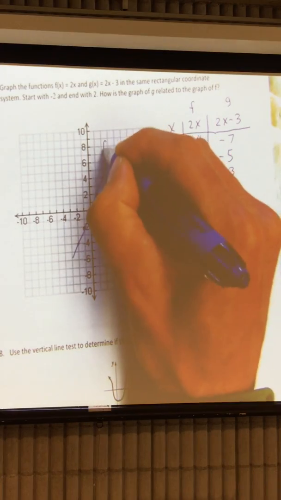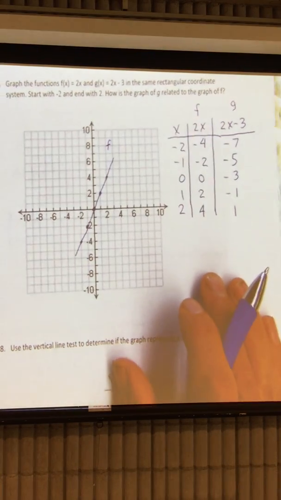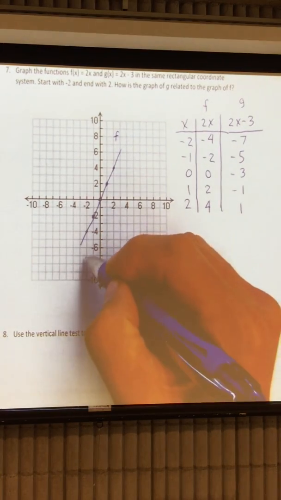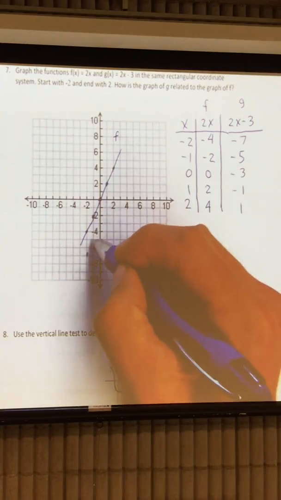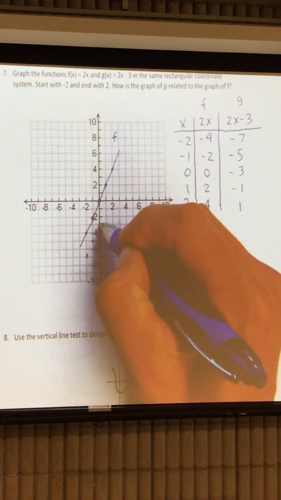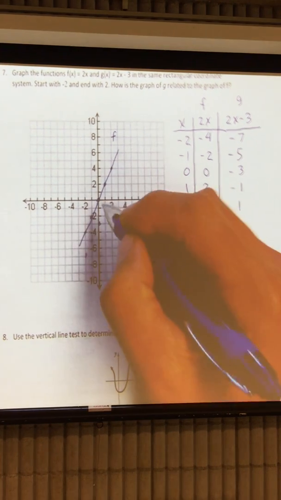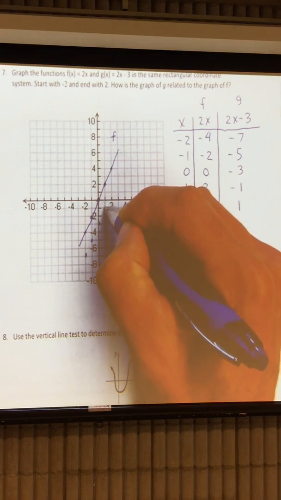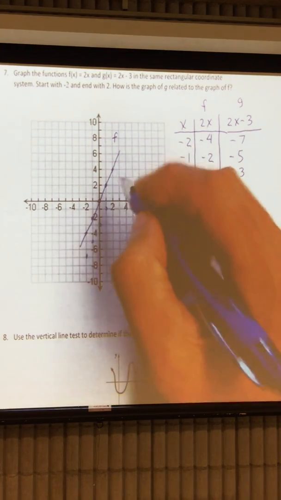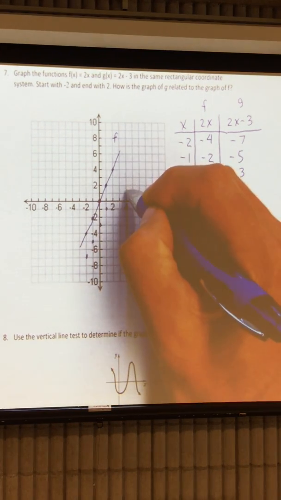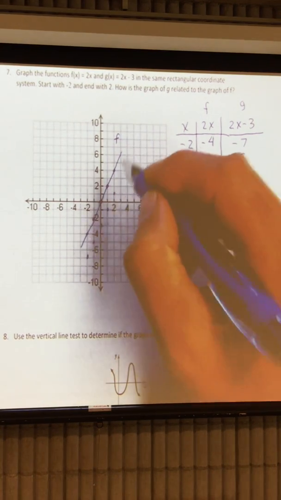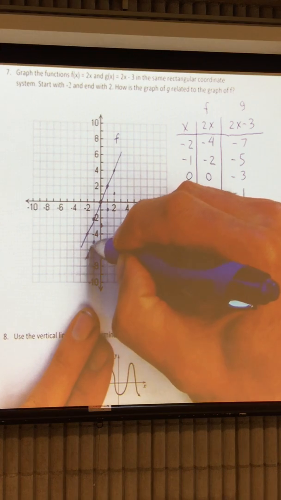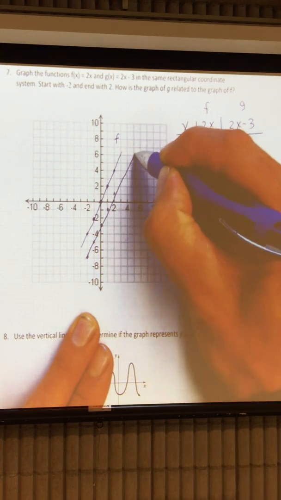labeling that as f. For g, plotting those points, negative 2 gives us negative 7, negative 1 gives us negative 5, 0 gives us negative 3, 1 gives us negative 1, and 2 gives us 1. Draw in that function there, and label that as g.